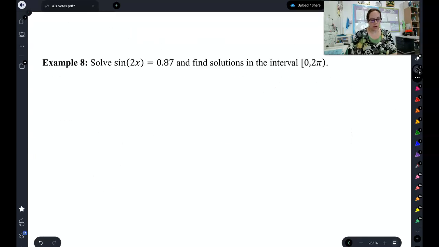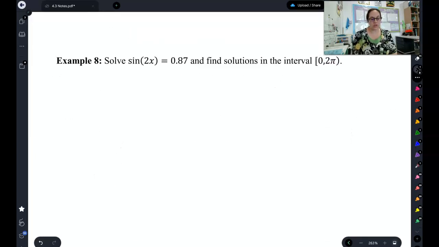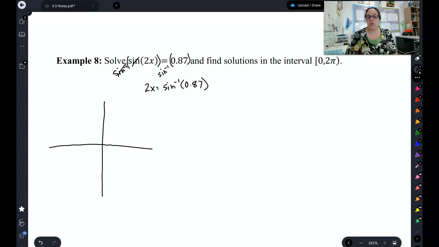So let's do one more. I'll have you try this one. So same thing, start by solving for x by taking arcsine of both sides. So you get 2x equals arcsine of 0.87, which you're going to put into your calculator, get in radians. Find the two triangles that will give you that same sine value. Write all your answers and then narrow it down to 0 to 2 pi. Try this one on your own and then come back and check your work.